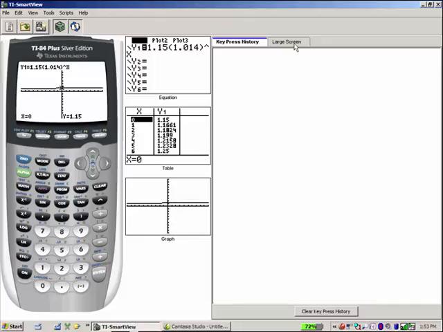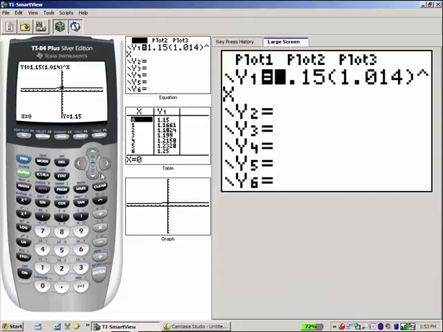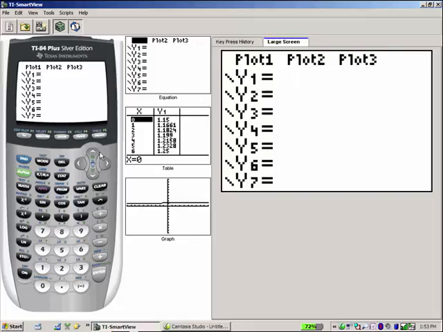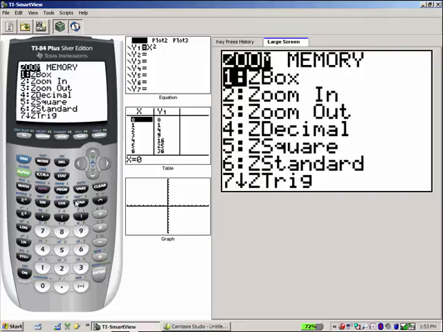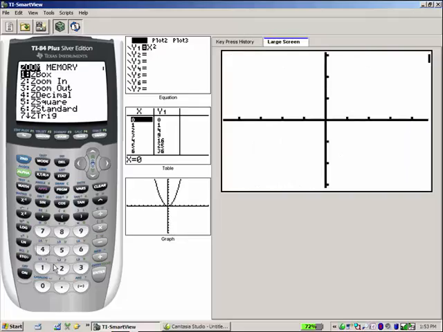Let's take a look then. So your calculator actually is pretty smart. If I take a look at x squared, and I'll do ZDecimal, there's ZDecimal for you.